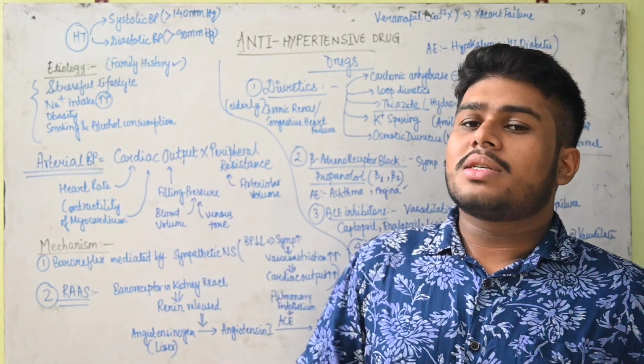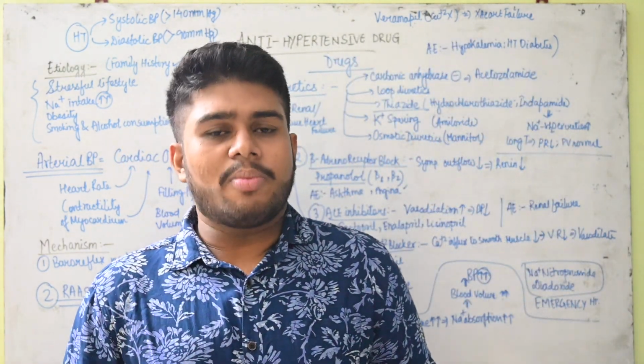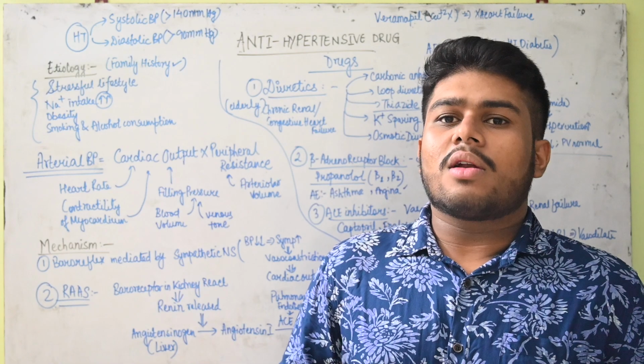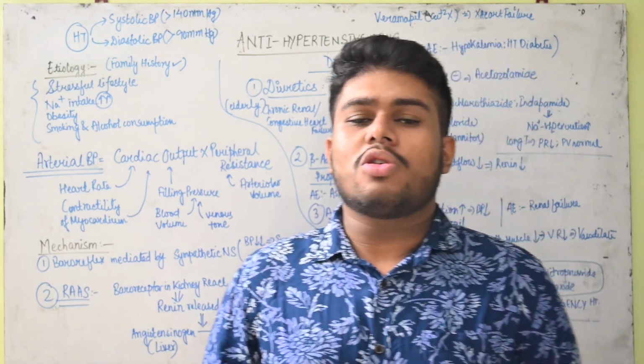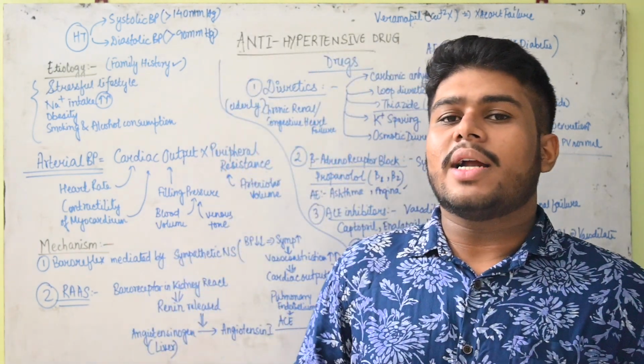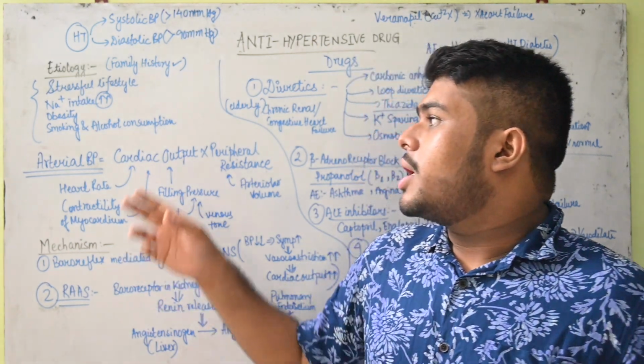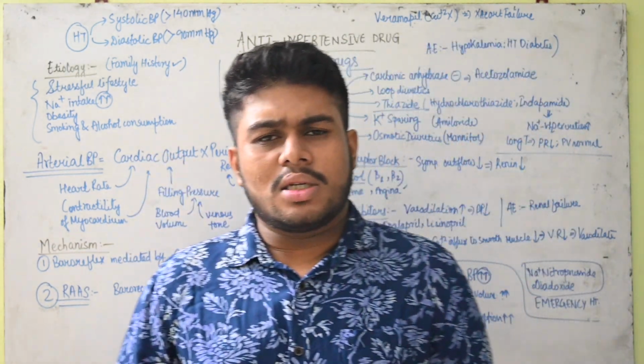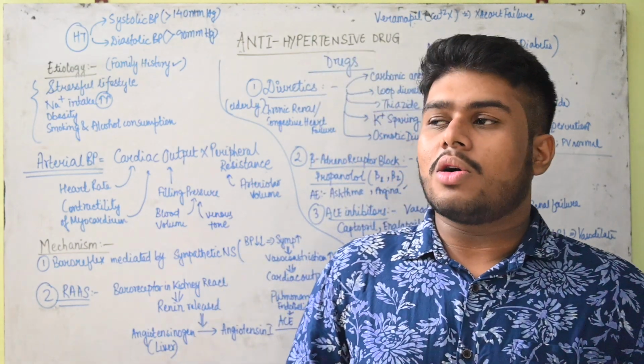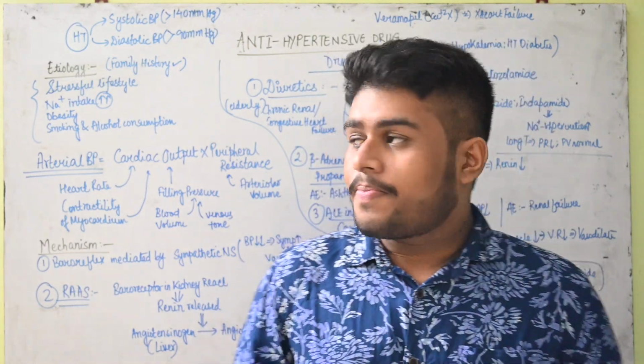You can see excessive sodium intake: some people prefer more salt in their food and are constantly consuming more salt, so automatically that person has a higher chance of suffering from hypertension. Then obesity, smoking and alcohol consumption are also other causes that promote hypertension.